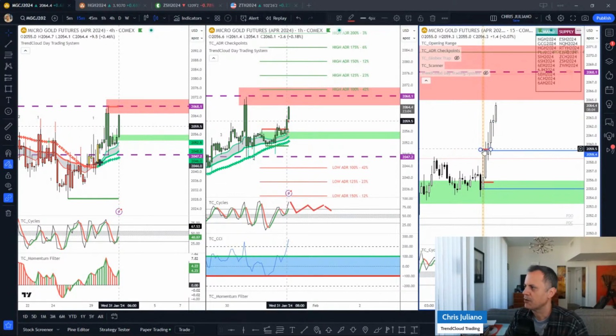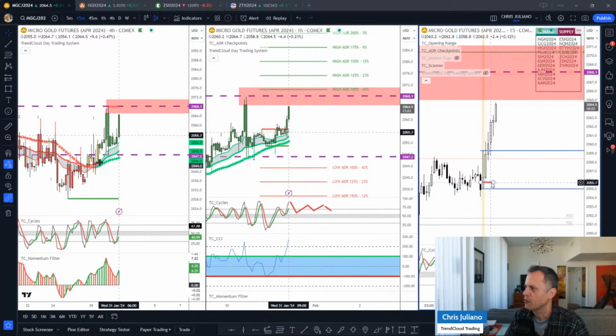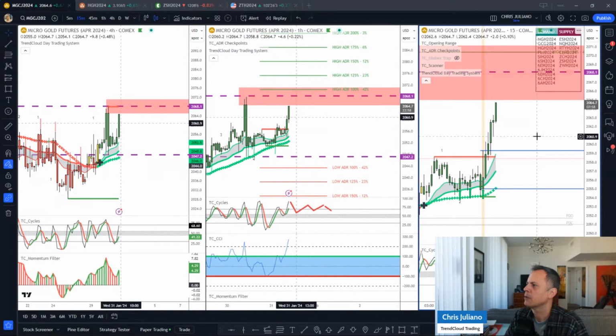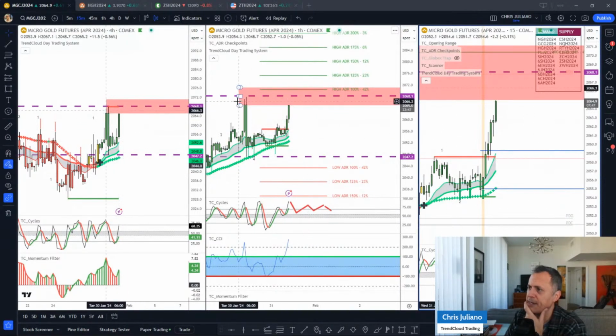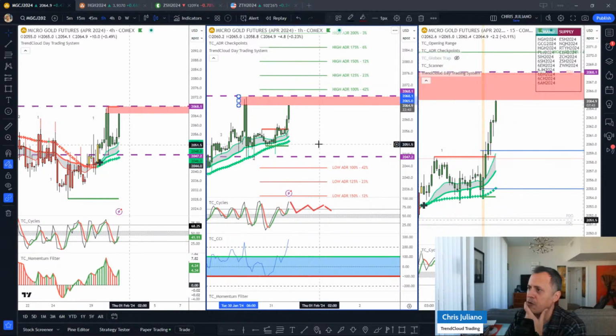This thing just took off. So do you see how, what did I do? There we go. Yeah, those 5-minute TrendCloud signals worked out nice on gold today. We're heading right into that high time frame. Okay, there's the market edge. There's the market edge on the 1-hour chart. Nice. I love seeing that follow through.